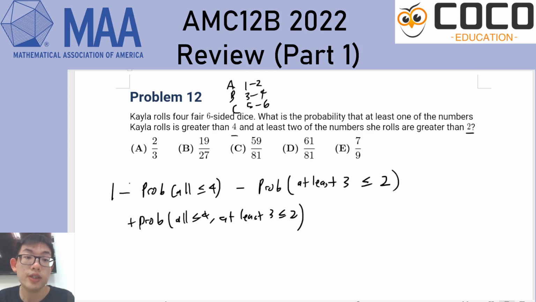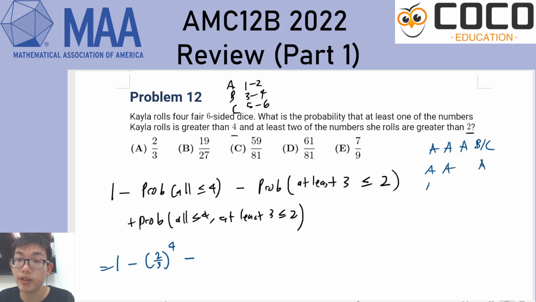Okay, so the chance that all of them are at most 4 is 2/3 to the power of 4. The chance that at least 3 of them are at most 2, you have got 3 of them in category A and something else. This can happen in 4 different combinations depending where you put your category A, as well as the one where all of them are in category A.